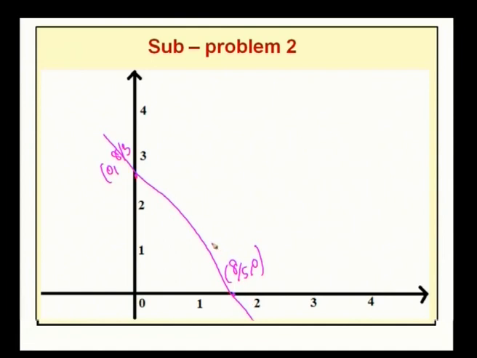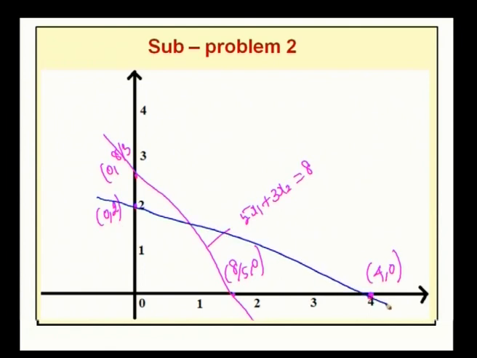we got the curve 5x1 plus 3x2 equal to 8. Our next constraint is x1 plus 2x2 equal to 4. This curve is obtained by joining the points (4, 0) and (0, 2). So, by joining the points (0, 2) and (4, 0), we get the curve x1 plus 2x2 equal to 4.